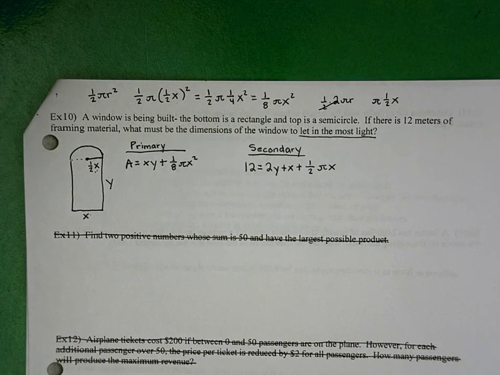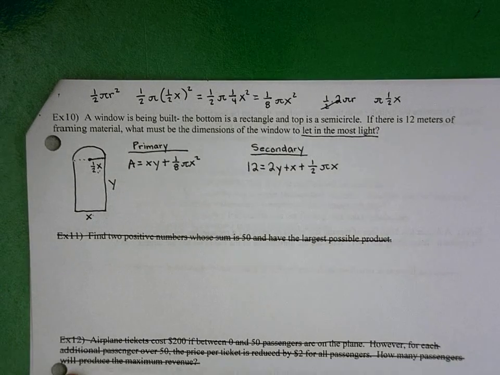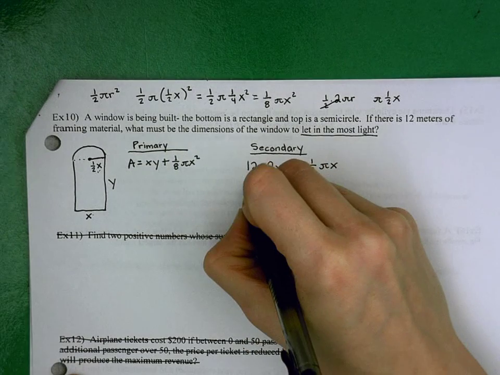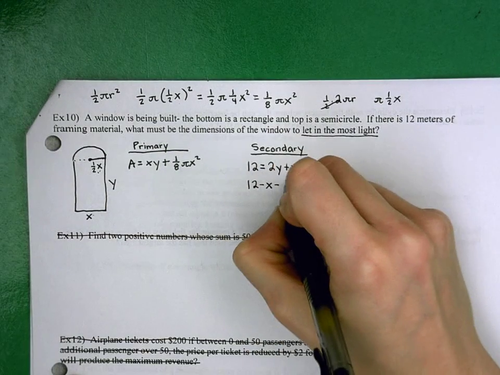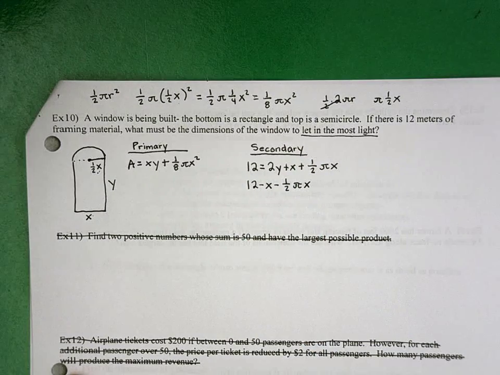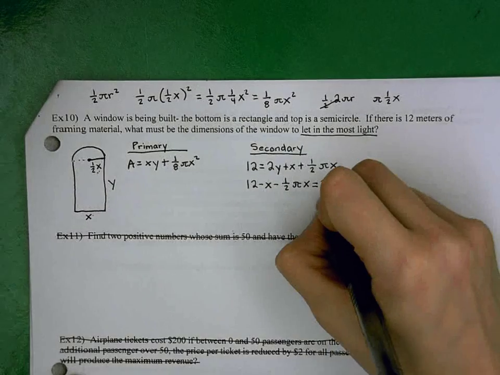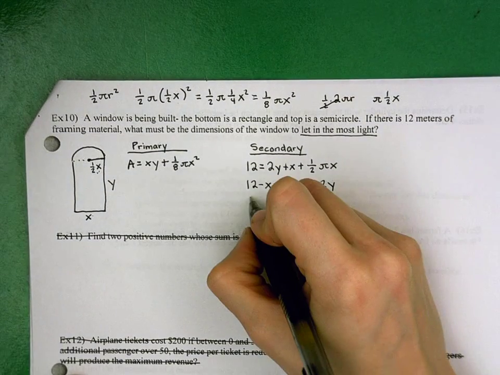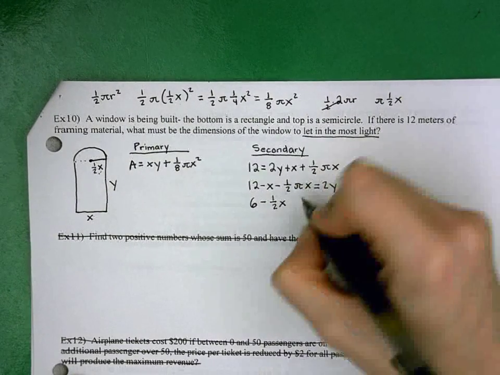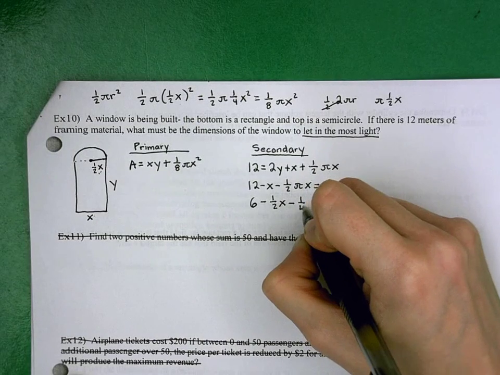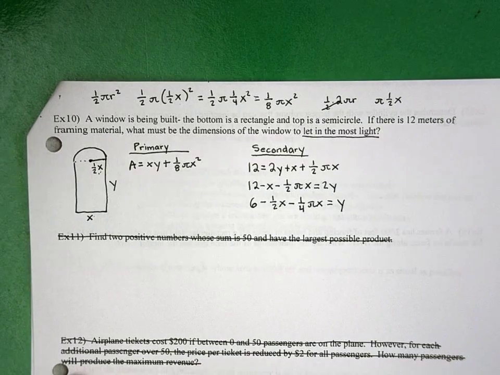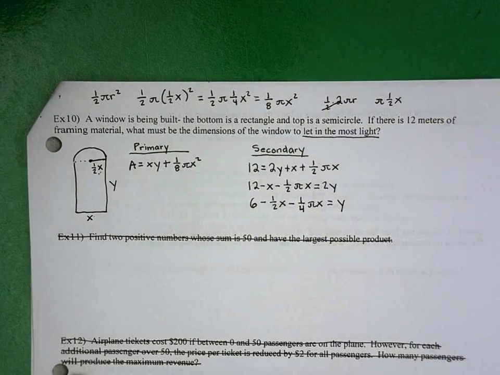Okay, next step, we're going to go ahead and isolate a variable. I'm going to choose to isolate y. So I'm going to subtract the x over and subtract that 1/2 pi x. And then I need to divide that by 2. So 12 divided by 2 is 6. X divided by 2 is 1/2 x. 1/2 pi x divided by 2 is 1/4 pi x. And 2y divided by 2 is y. And so that then is what I'm going to substitute into that y spot over there.